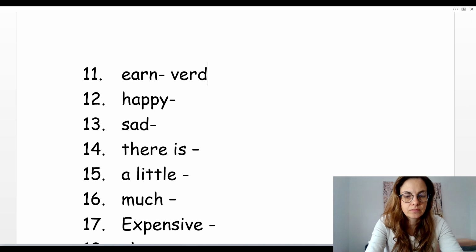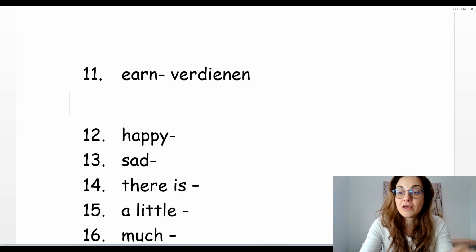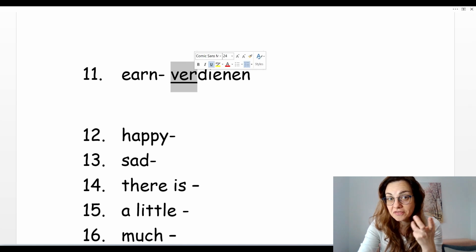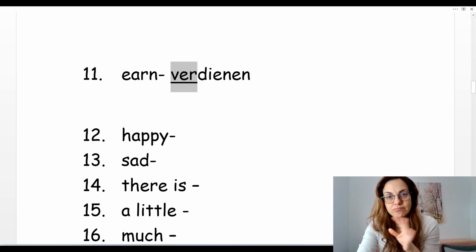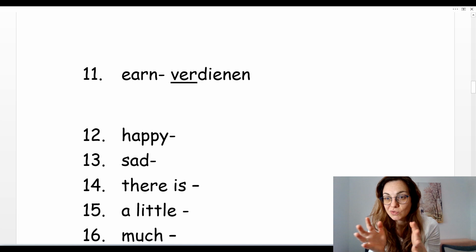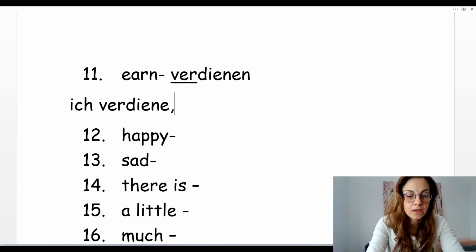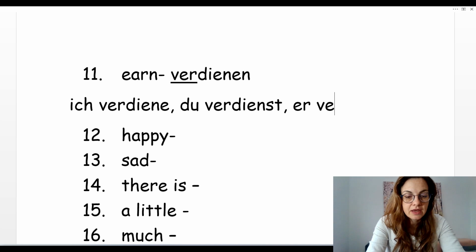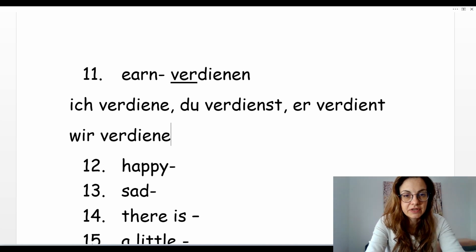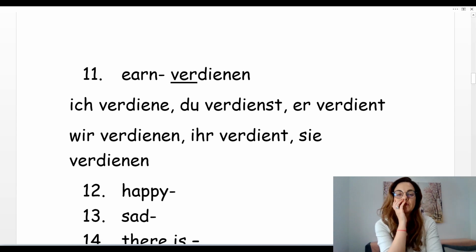Earn is verdienen. Verkaufen, verdienen. So we learned that this ver is not a separable prefix, so it doesn't go at the end of the sentence. It goes together with the verb. So ich verdiene. Du verdienst. Er verdient. Wir verdienen. Ihr verdient. Sie verdienen. Verdienen means to earn. Geld verdienen. Earn money.